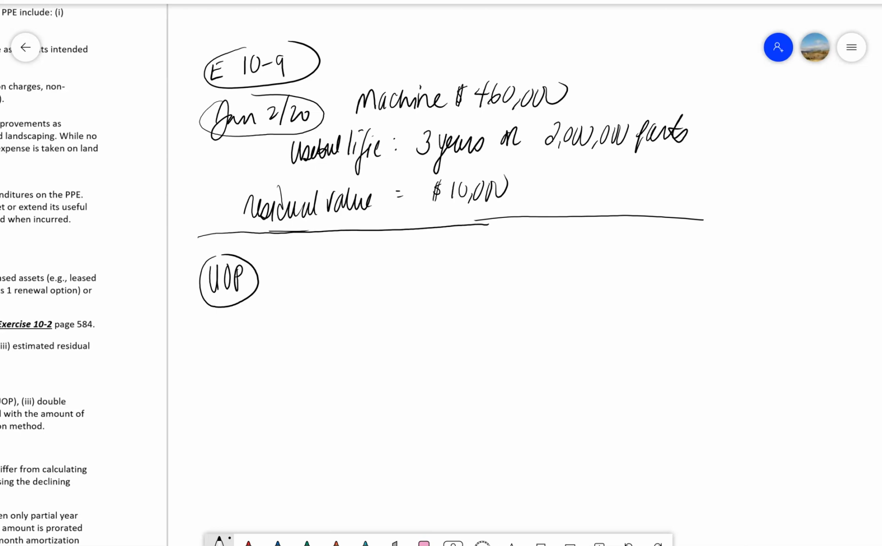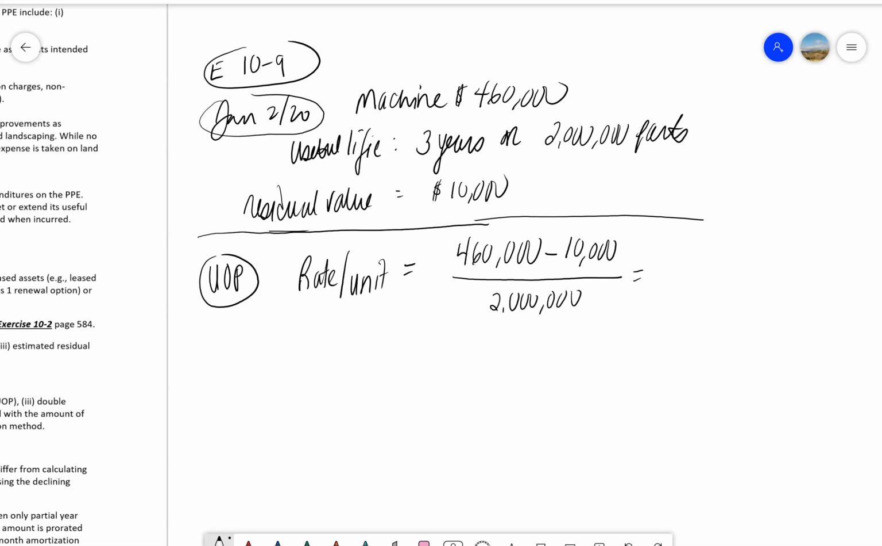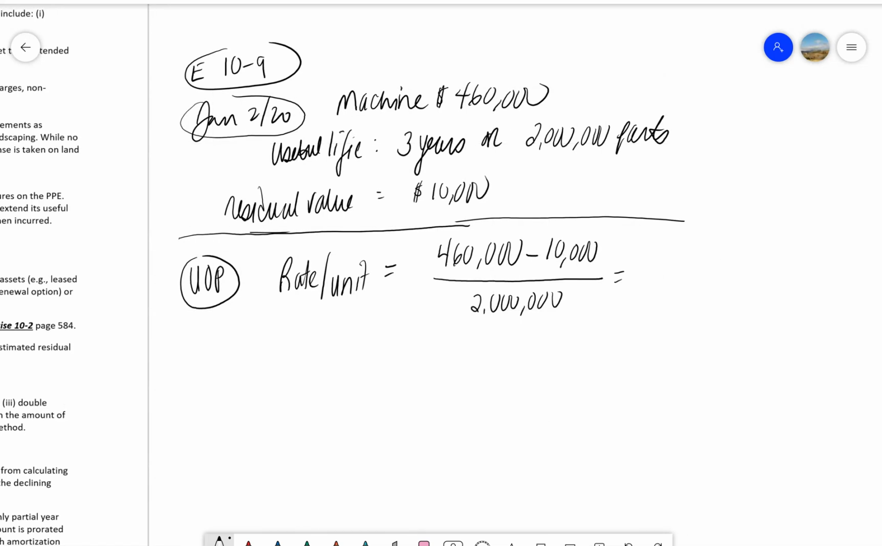Now, with units of production, we have to calculate the amortization rate per unit. And the way we do that is, once again, we take the cost of the asset minus the residual value. There's that $450,000 again, but this time we divide it by the useful life in units. This machine is estimated to produce 2 million parts or units. So we divide it by the 2 million parts or units that we think this can produce. And so this is going to give us an amortization or depreciation rate per unit. So 450,000 divided by 2 million. So each time we produce a part, we're going to take 22.5 cents of amortization, per part or per unit.